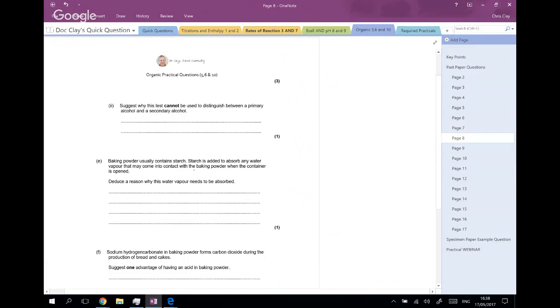Baking powder usually contains starch. Starch is added to absorb any water vapor that may come into contact with the baking powder when the container is opened. Deduce a reason why this water vapor needs to be absorbed.